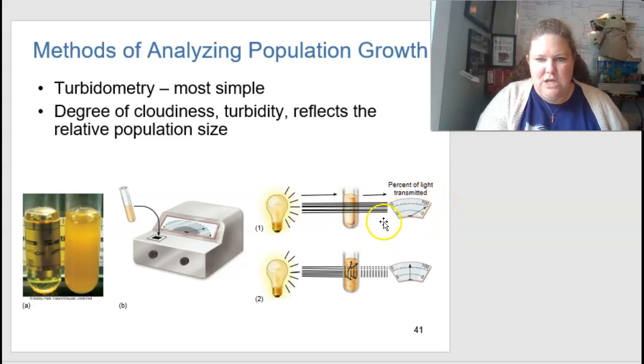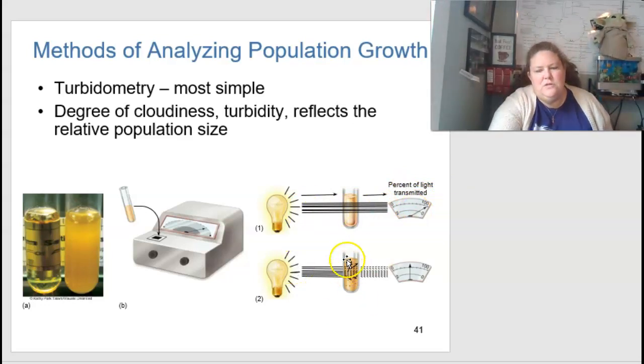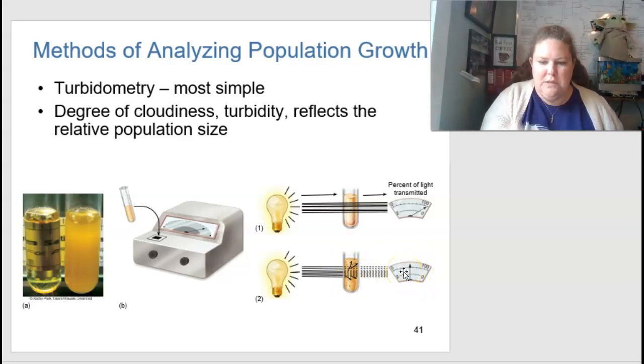If the light shines through a whole bunch, then we don't have a lot of growth because the light's transmitted. Whereas if there is a lot of growth, the light is going to be bounced off and it's not going to be as clear of a transmission. So we're going to have more growth.